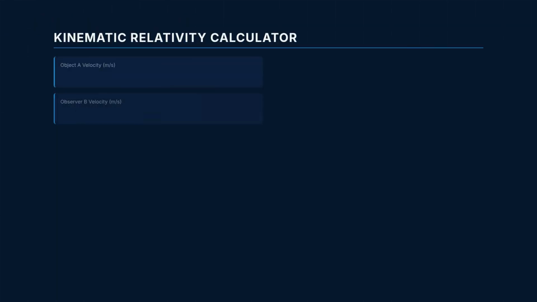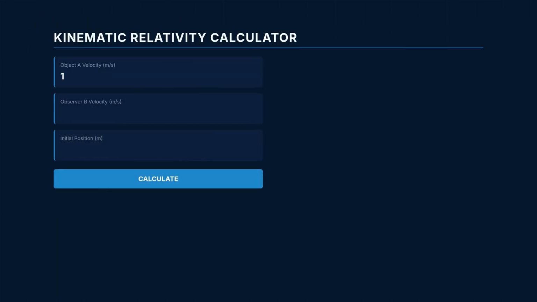Let's calculate using test values of 10 for all input fields. After clicking Calculate, the results show relative velocity x, relative velocity y, relative speed magnitude, direction in degrees, and the key result, relative velocity equals 0.000 meters per second.